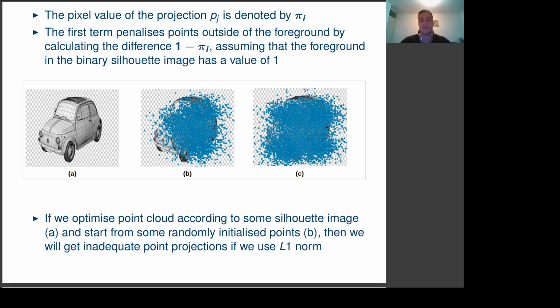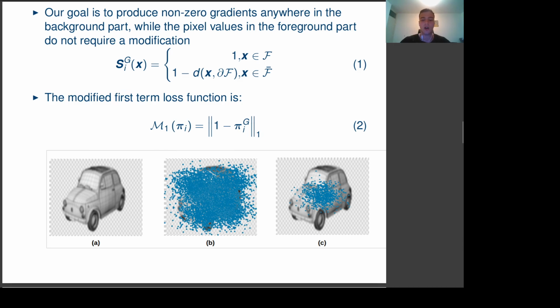The second reason is that we only examine the pixel intensity based on the difference between 1 and the interpolated pixel value Pi, based on the four closest binary pixel values, and this prevents training if the projections are too far away from the foreground. Our goal is to produce non-zero gradients anywhere in the background part, while the pixel values in the foreground part do not require a modification. And we do this easily by using the negative sign function.